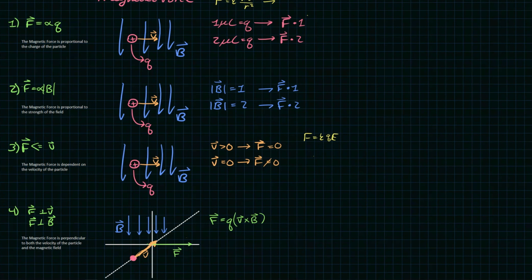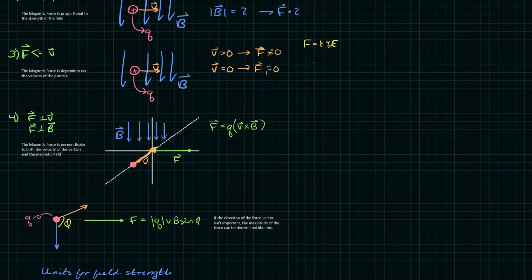Realized I marked that down wrong. My bad, I'll fix that right quick. Velocity is greater than 0, it's not going to equal 0. This is going to equal 0. So if your velocity is greater than 0, your force will not be 0. But if your velocity is 0, then your force will be equal to 0. Best way to say this is there is no force if your particle is not moving. So your particle has to be moving to experience magnetic force.